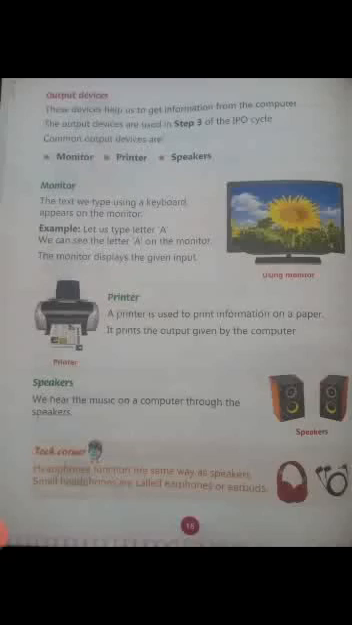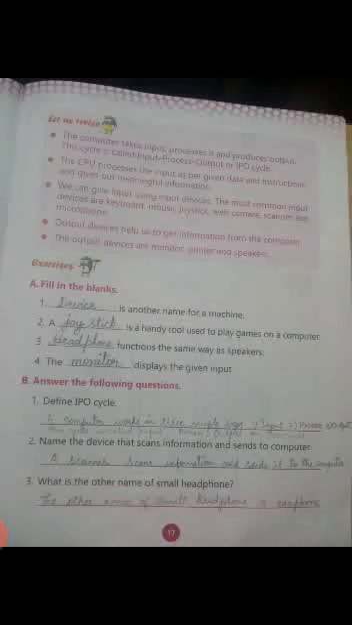Okay, children. Now let us revise. The computer takes input, processes it and produces output. This cycle is called input, process, output, or IPO cycle. The CPU processes the input as per given data and instructions and gives out meaningful information.